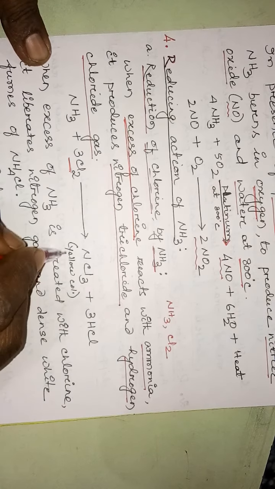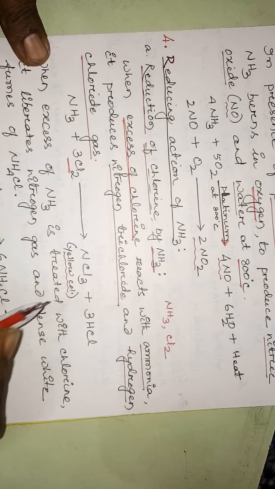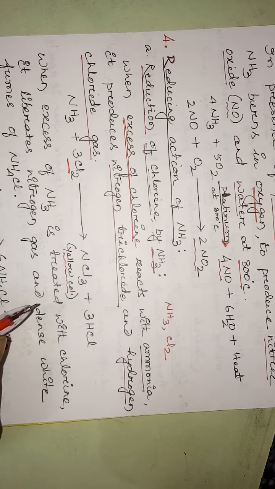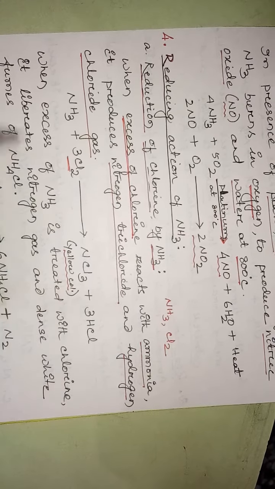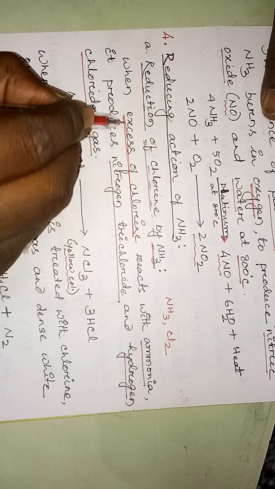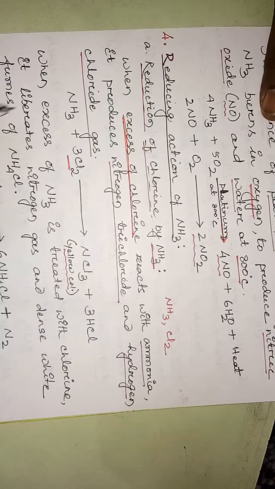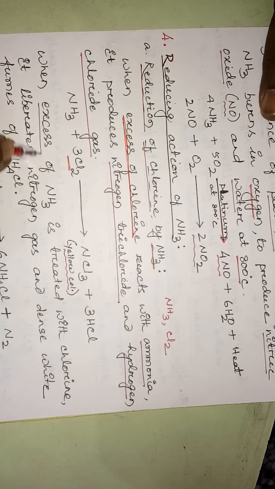Okay, so this NCl3, nitrogen trichloride, is yellow in color. The liquid is yellow in color. Then another point, as I told you, excess of chlorine is the one reaction. Another is excess of ammonia.